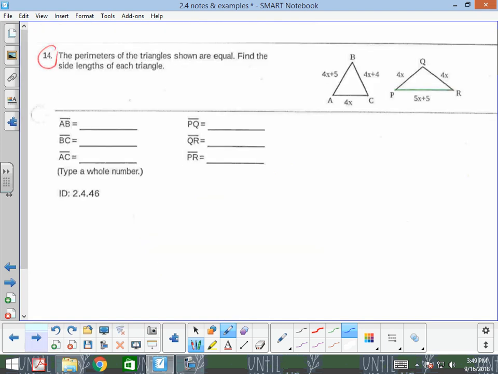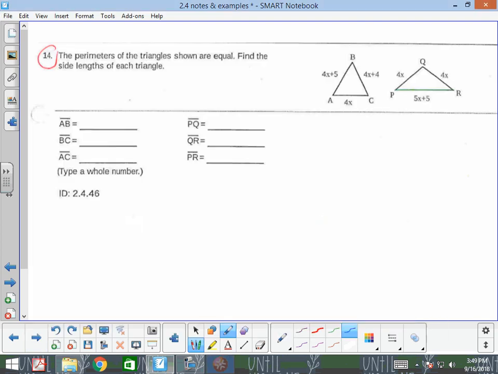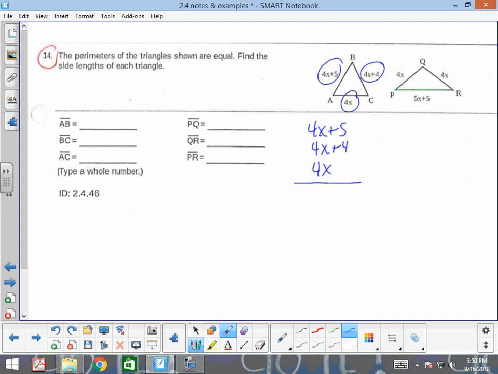All right, number 14, we have the perimeters of the triangle shown are equal. Find the side lengths of each triangle. So perimeter means add up all the sides of a triangle ABC. So that will be 4x plus 5 plus 4x plus 4 plus 4x. So that's what, 12x plus 9.